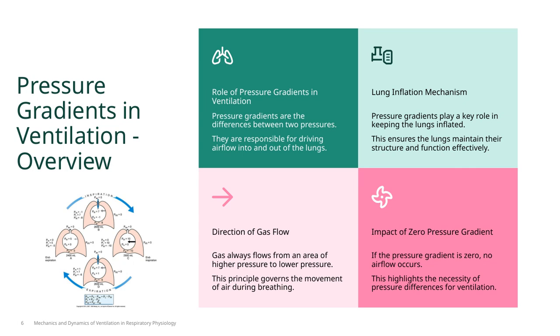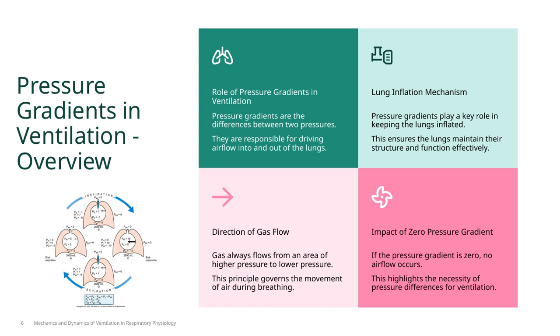Now, let's take a closer look at the role of pressure gradients in ventilation. Essentially, pressure gradients are the differences between two pressures, and these differences are what drive airflow into and out of the lungs. Think of it as a sort of pressure push that moves air from one area to another. The direction of gas flow always goes from an area of higher pressure to an area of lower pressure. This is a fundamental principle that governs how air moves during each breath.